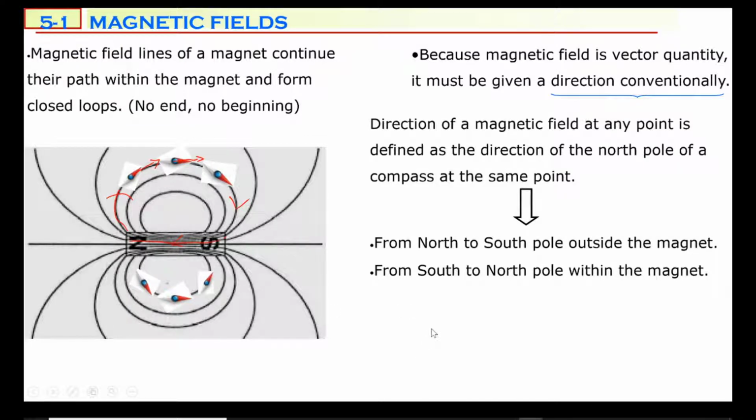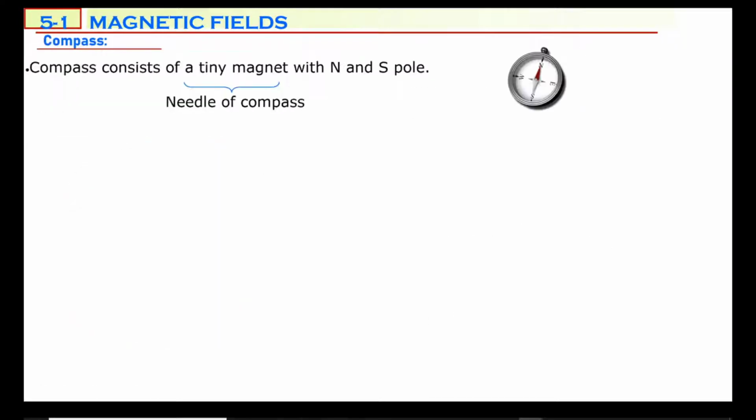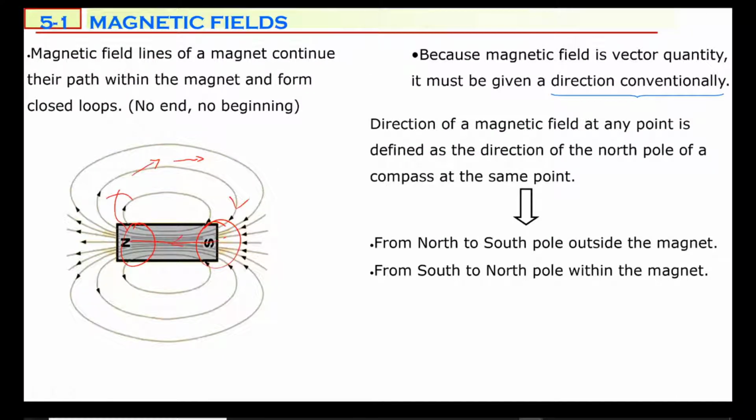They seem to be traveling from the S pole to the N pole within the magnet, which means inside. One pole is the north pole of this magnet, where the magnetic field seems to be leaving, and the other pole is the S pole of the magnet, where the magnetic field lines seem to be entering. So every magnet has two poles, N pole and S pole. And the compass is important because in magnetic fields, we determine the direction of the magnetic field by a compass.